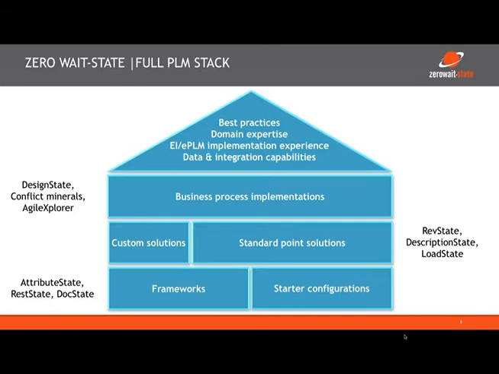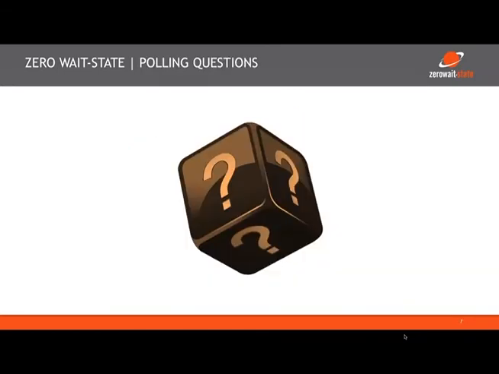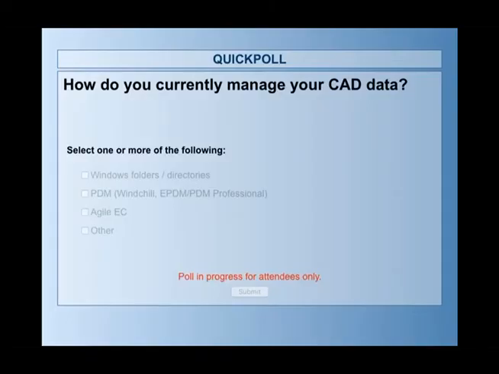Now that you've gotten to know us a little bit better, we'd like to understand a little bit more what our audience is comprised of. And to do this, I'd like to launch a poll. The first question is, how do you currently manage your CAD data? Select one or more of the following options. Some people use Windows folders or directories. Maybe you're using a PDM system like Windchill or ePDM. Maybe you're using Agile engineering collaboration, or there might be other ways. So I'll give you a couple of seconds.